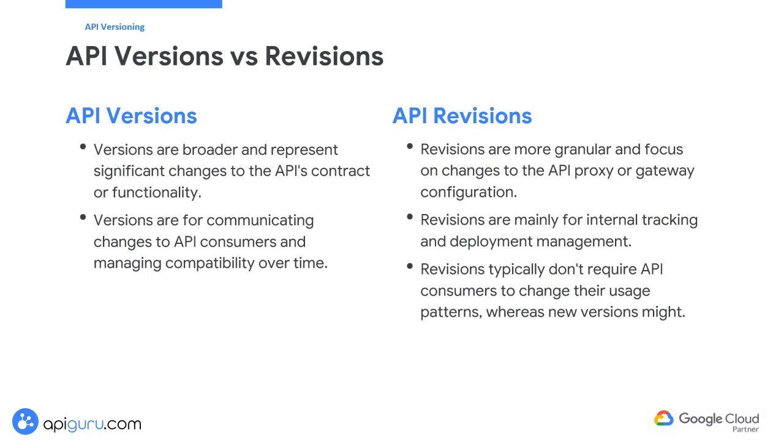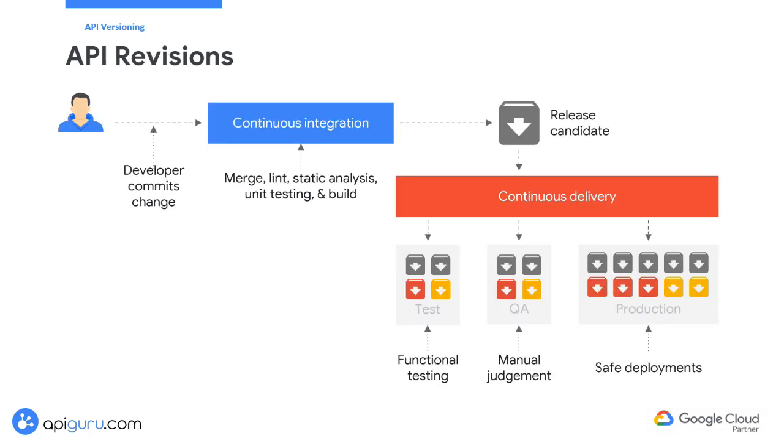API revisions focus on granular API proxy changes and do not require API consumers to alter their usage patterns. In contrast, API versions signify significant changes to the API's contract or functionality and may require the API consuming application to implement the change. Revisions serve primarily for internal tracking and deployment management, while versions communicate essential changes to API consumers, helping manage compatibility over time.